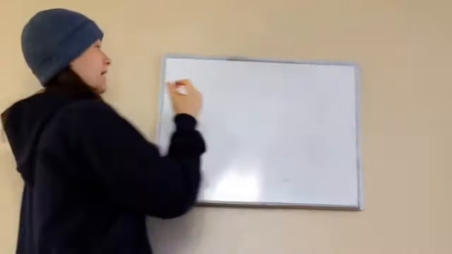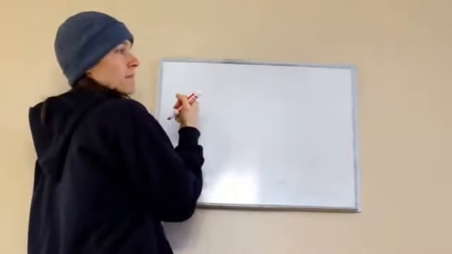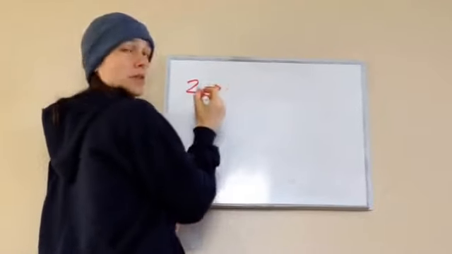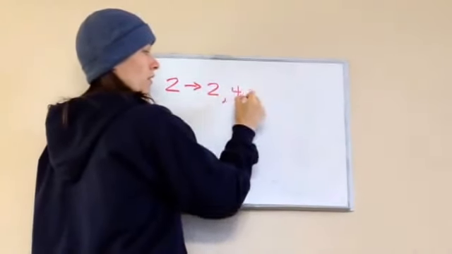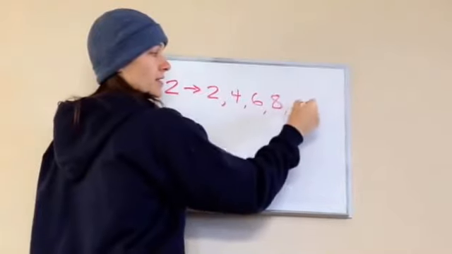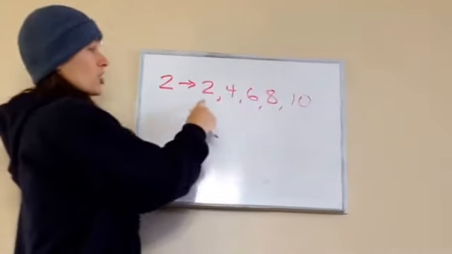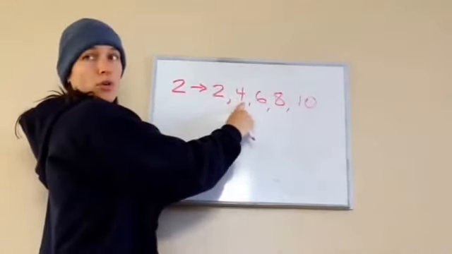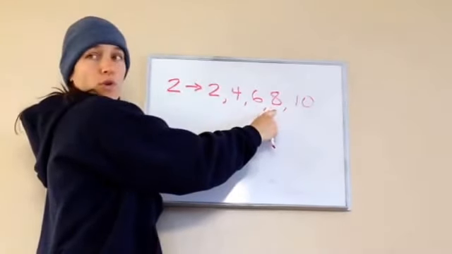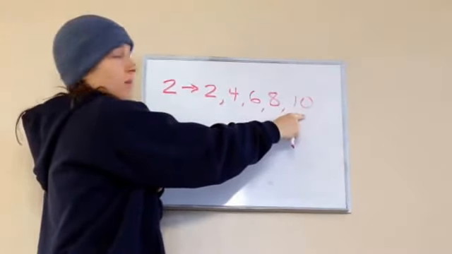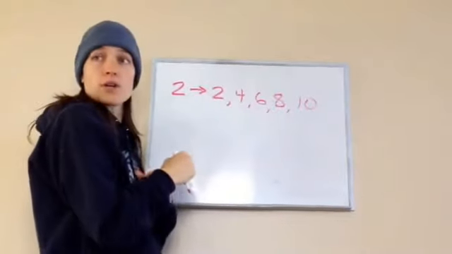No. Okay, so a multiple is like, if we were doing multiples of 2, it would be 2, 4, 6, 8, 10. Remember that? Because this is 2 times 1, 2 times 2, 2 times 3, 2 times 4, 2 times 5. But I'm actually just adding 2 more, okay?